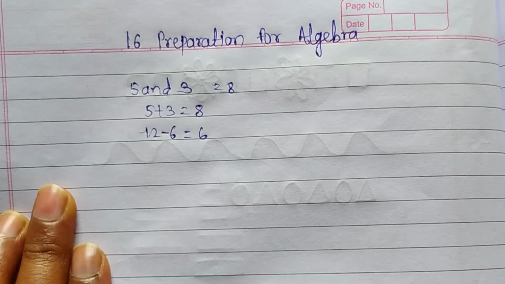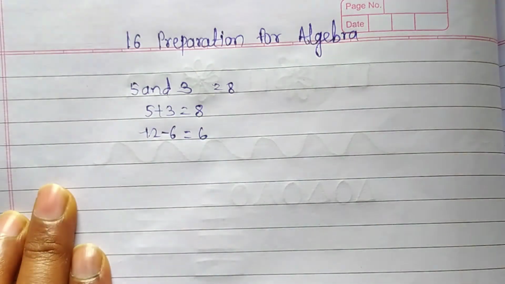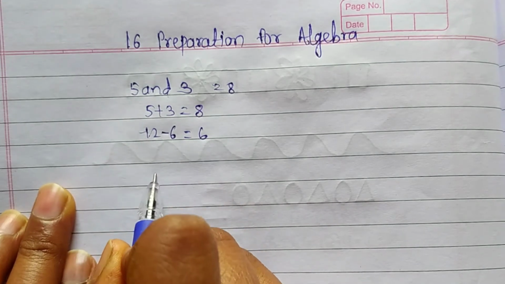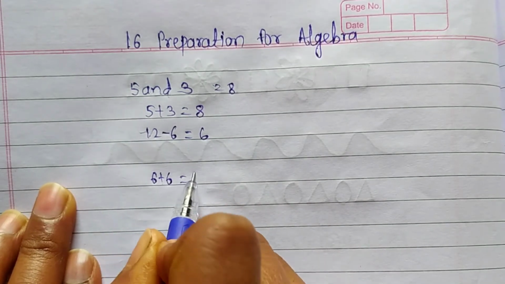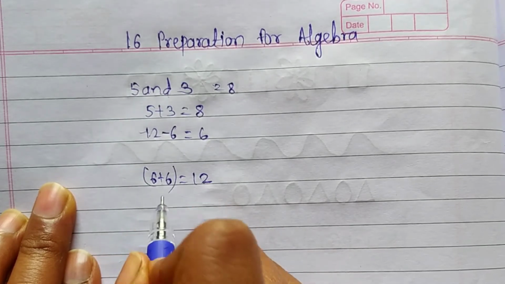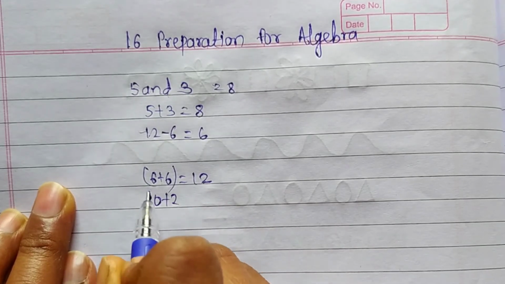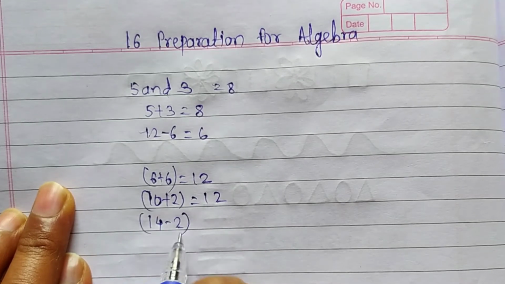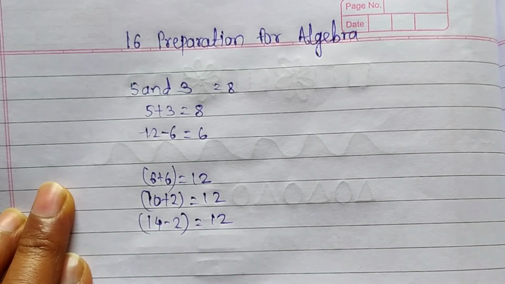Now let us think about this in another way. Suppose that by performing a mathematical operation on two numbers, we have obtained the number 12. Let us find pairs of such numbers. They could be 6 plus 6 is equal to 12, or 10 plus 2 is equal to 12, 14 minus 2 is equal to 12, like this.